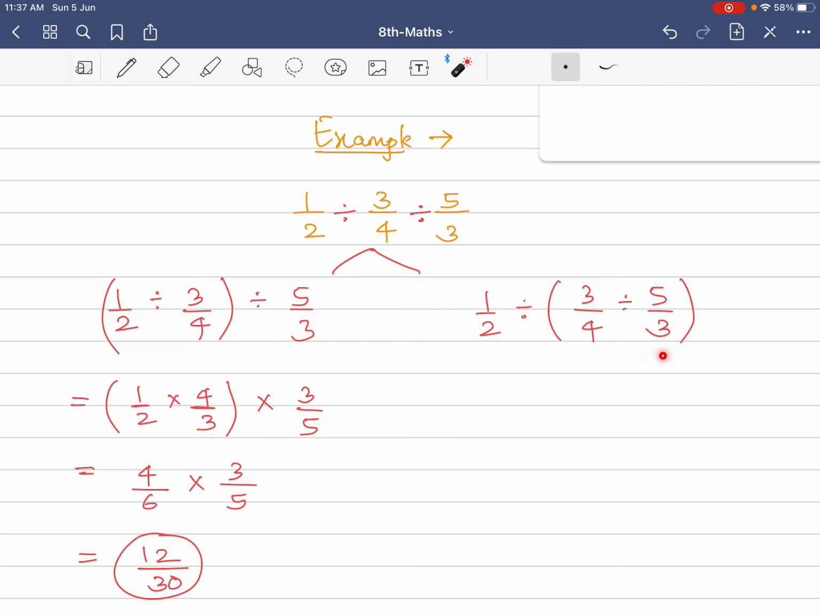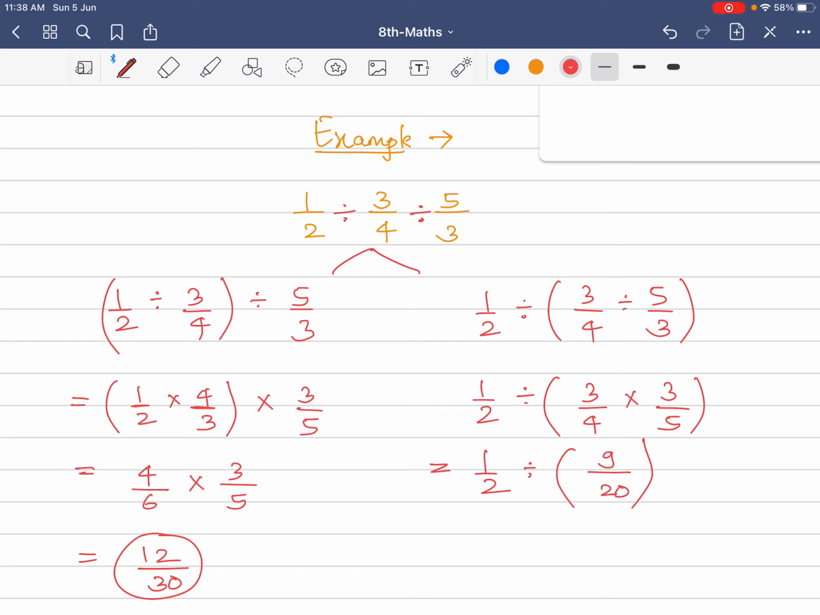Now let's come to this side of our association, where we associate the second and third rational numbers. First, what we do is 1 by 2 divided by, so this will be 3 by 4 multiplied by 3 by 5. That's equal to 1 by 2 divided by, so 3 into 3 is 9, 4 into 5 is 20, and then once again 1 by 2 multiplied by, flip, take the reciprocal of this, so that becomes 20 by 9. Okay, and now you just multiply the numerators and the denominators. So 1 into 20 is 20, and 2 into 9 is 18, so we get 20 by 18.